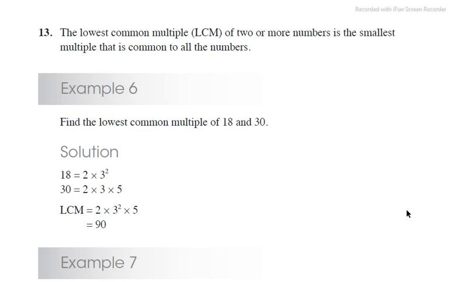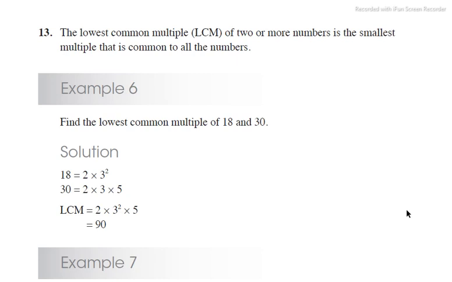express these two numbers as a product of their prime factors. That is 18 is 2 times 3 times 3, which is the same as 2 times 3 squared. Then 30 is 2 times 3 times 5. So when we are looking for the LCM, we shall multiply the 2, which is common, times the 3 squared times the 5.